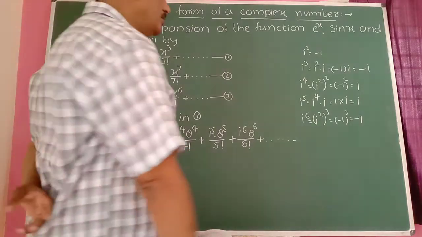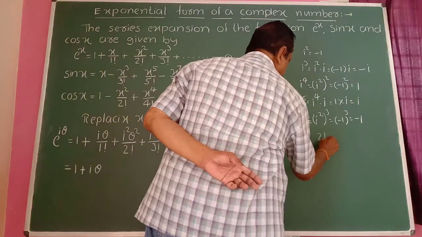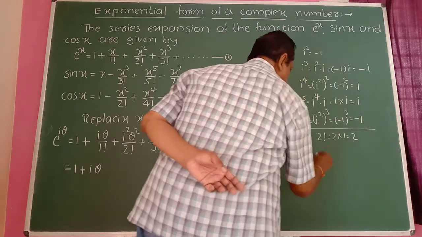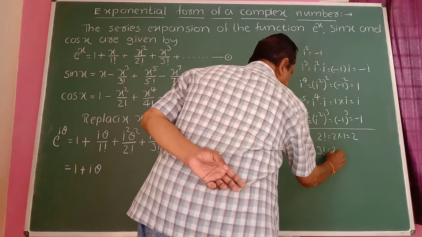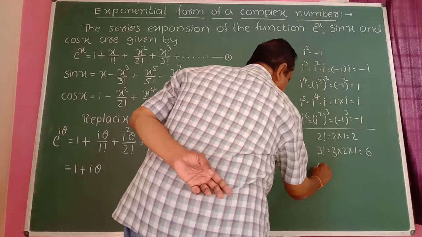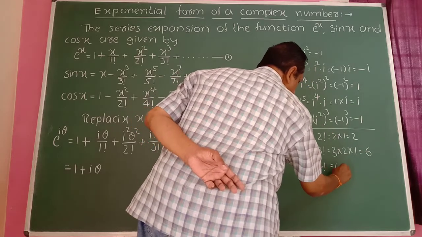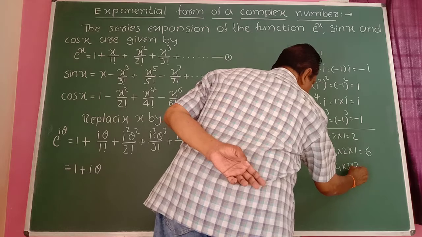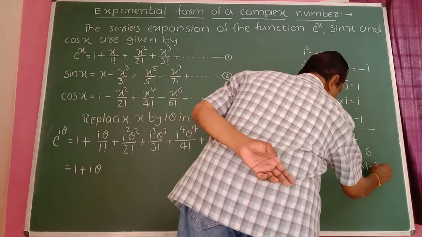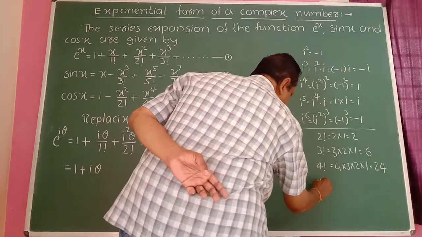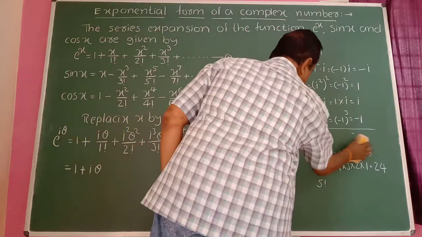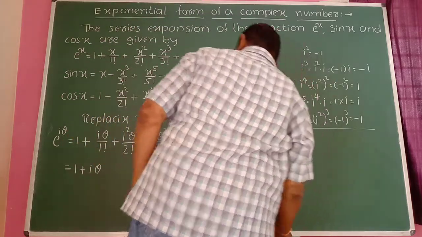And also 2 factorial, 2 into 1 is equal to 2. Then 3 factorial, 3 into 2 into 1 is equal to 6. 4 factorial, 4 into 3 into 2 into 1: 4 3s are 12, 12 2s are 24, it is 24. Then 5 factorial, keep as it is, no problem. Otherwise keep factorials as they are, no problem.